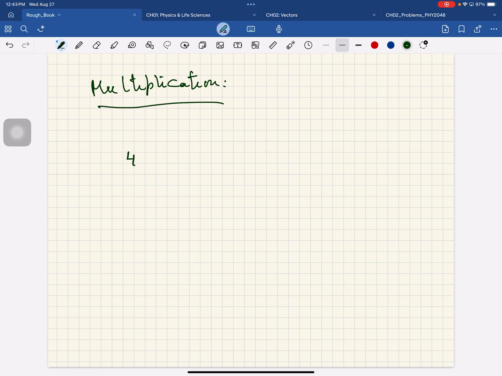When you were multiplying numbers, numbers were simple beasts, and there's only one product. 4 times 5 is 20, and 5 times 4 was also 20. So you learn that when you multiply vectors, there's two kinds of products. There's something called a dot product or a scalar product. And this product behaves like multiplying numbers. This product is commutative under multiplication.